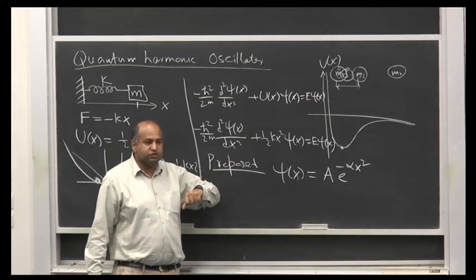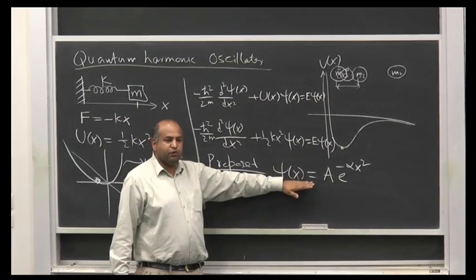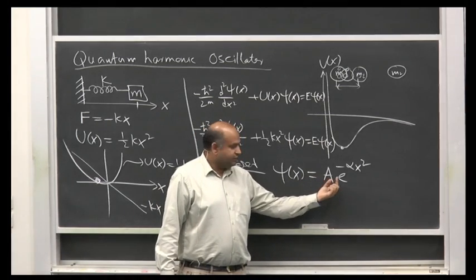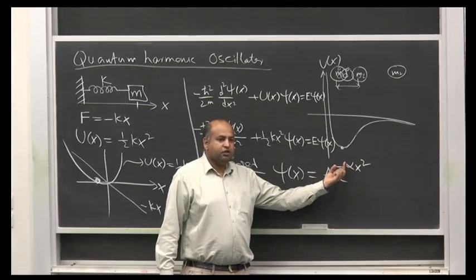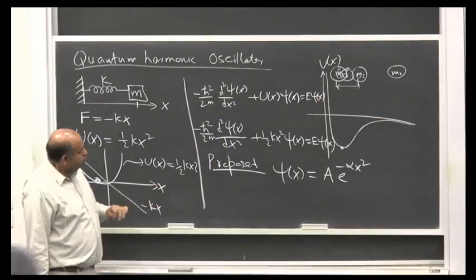So people have found these solutions, and the simplest solution that they have found of this equation is of this type, where there is a constant here and a constant here. So let's try to find these two constants. Now before I do that, let me do one more thing.